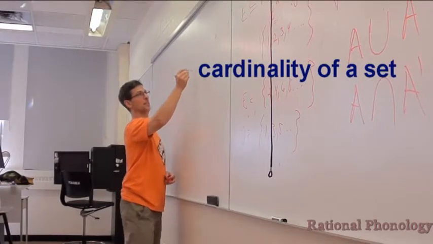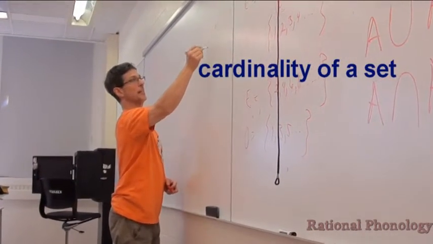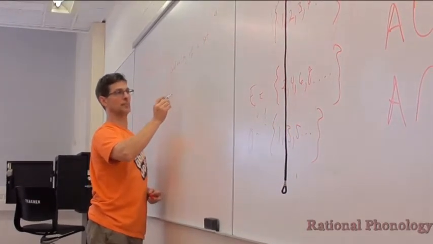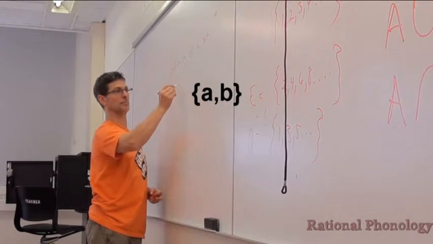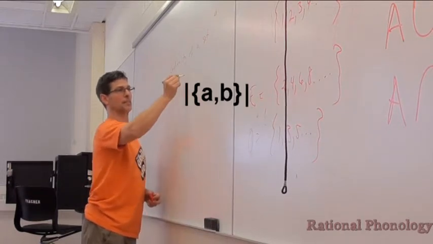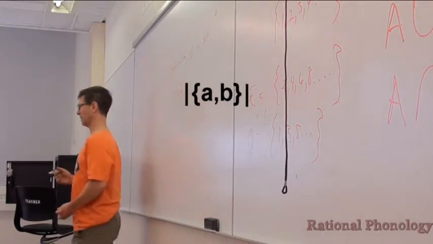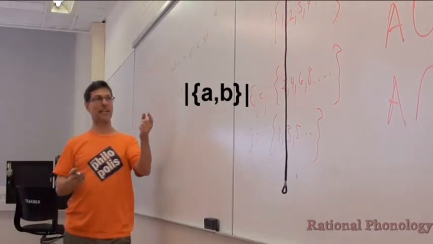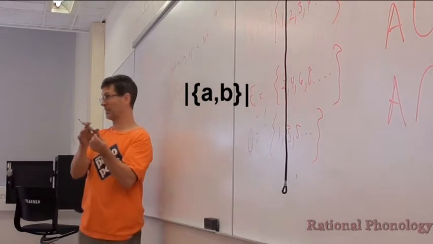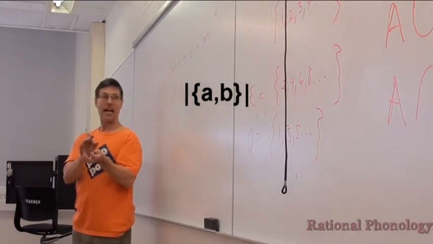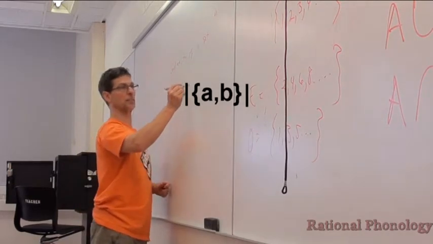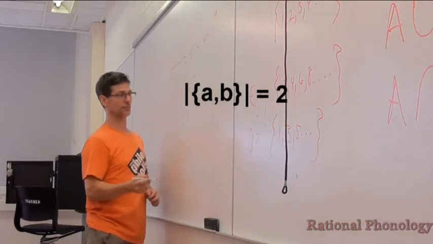Cardinality of a set. I'll give you some examples. That's the symbol for cardinality. So what cardinality does is it takes a set, it's an operation that takes a set and gives you a number. And this cardinality operation, the number it gives you here is 2.